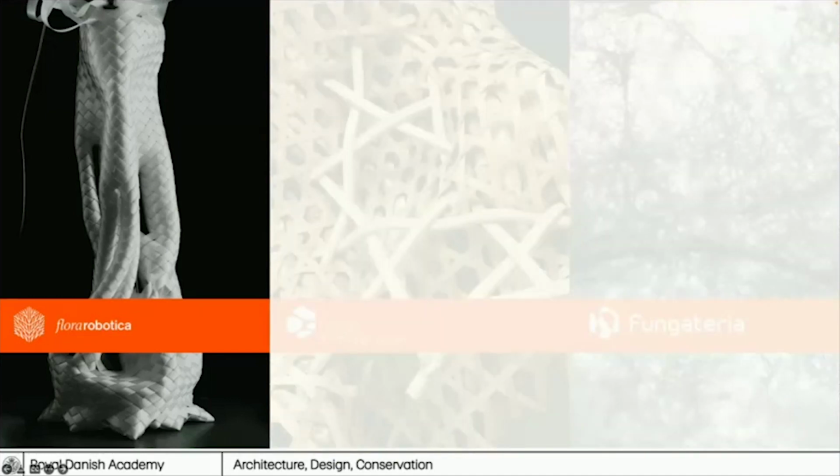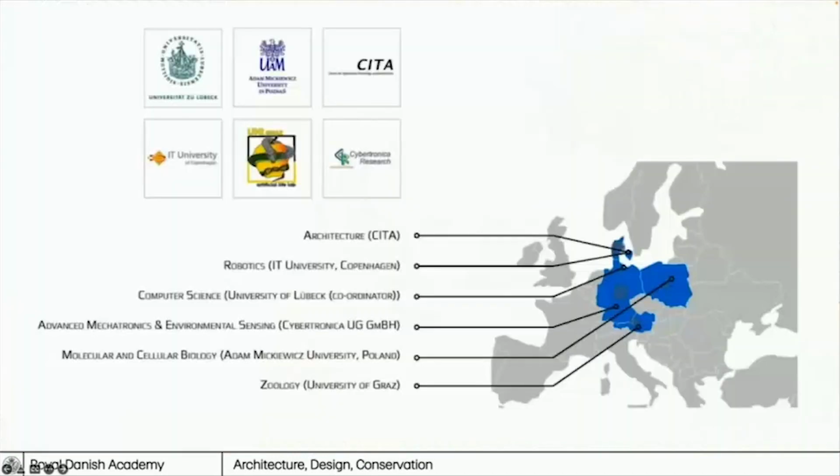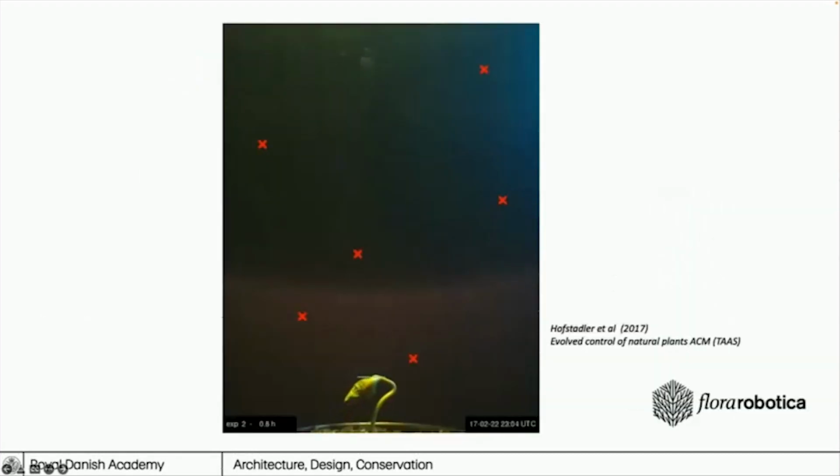So if we begin with the Flora Robotica project. This was a 4-year project. The project was really looking at how we can build symbiotic relationships between unconventional robots and plants as a way of trying to grow architectural structures.